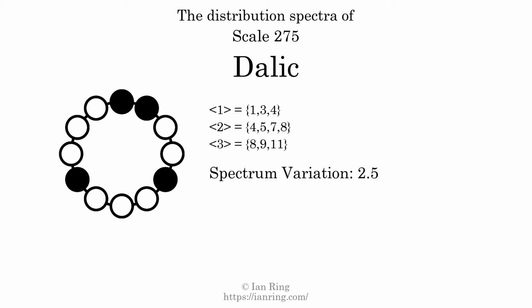The spectrum variation is the sum of all the widths, divided by the number of tones. The spectrum variation of this scale is 2.5. Since the variation is greater than 0, this indicates that the scale is not perfectly even. The highest spectrum width is 4. Since this is greater than 1, we know that this scale is not maximally even.